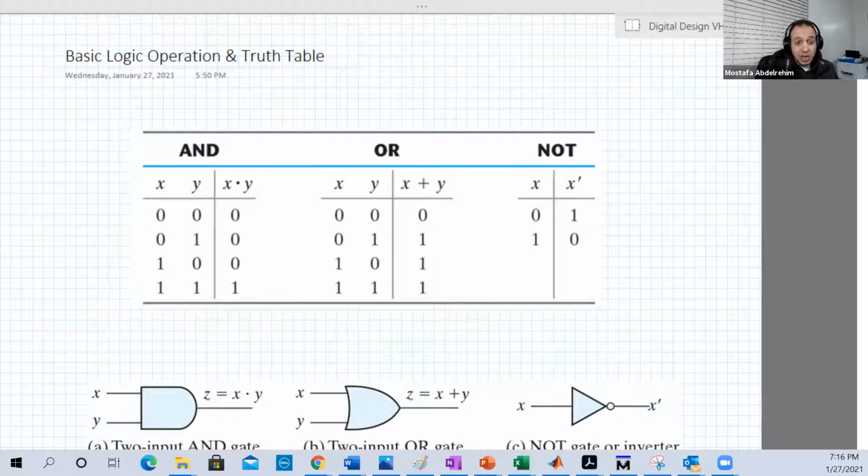Okay, so basically, what are the digital variables or binary variables? Binary variables are variables that can take only two values. Okay, 0 or 1, high or low. So basically, this is a digital variable. So the basic three operations that we can do, or the functions that we can do using digital variables or binary variables, are and, or, and not.